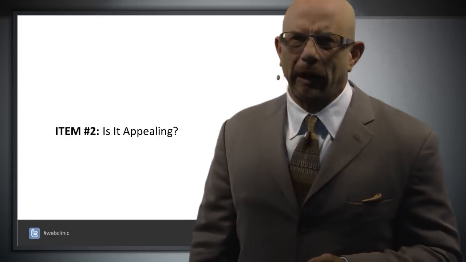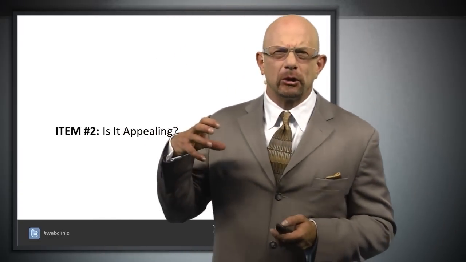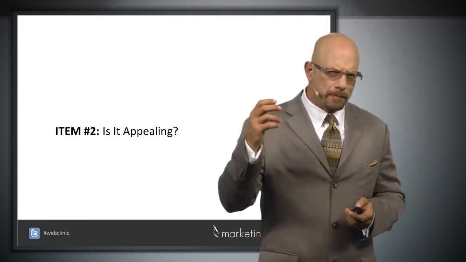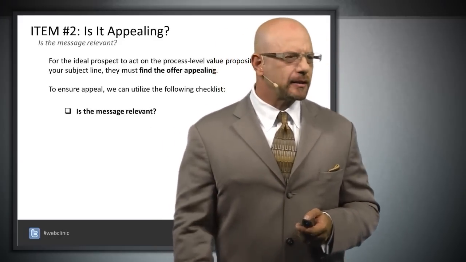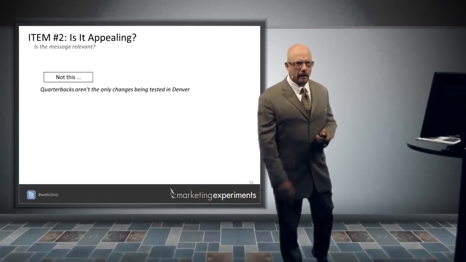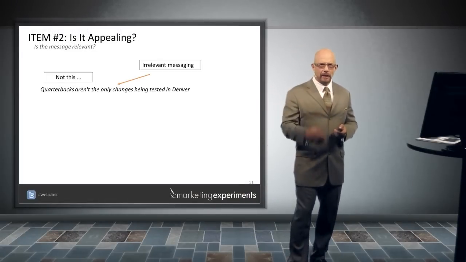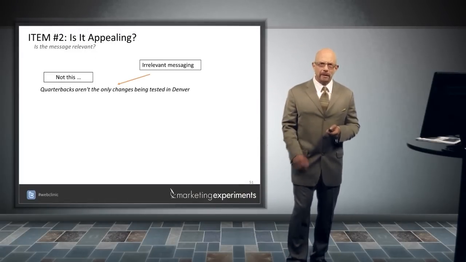Here's the second criterion. You're looking for a sort of organic, natural appeal in the subject line itself. And the first question you want to ask is, is the message relevant? And here again is that same example. Quarterbacks aren't the only changes being tested in Denver.